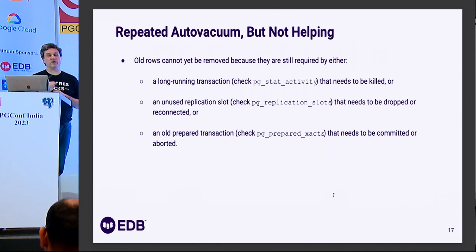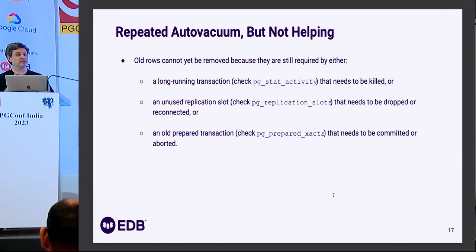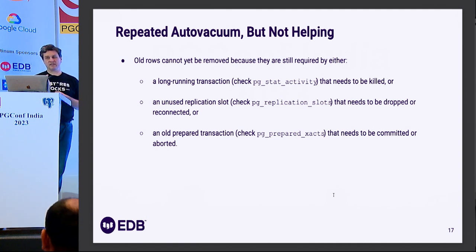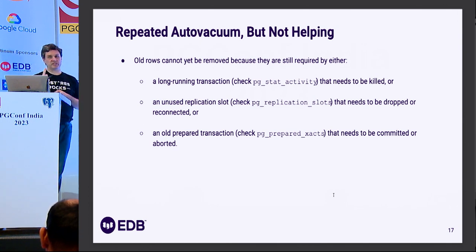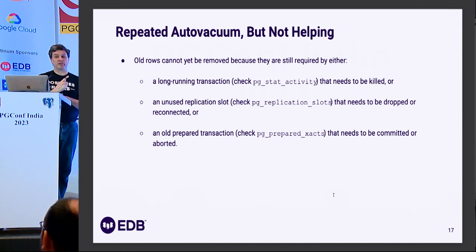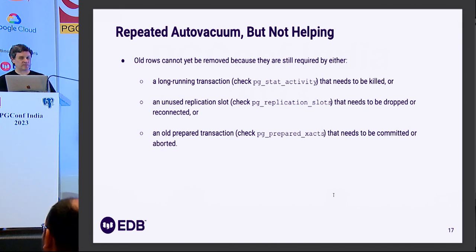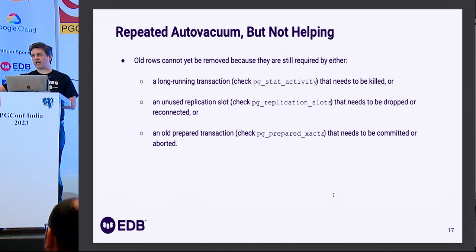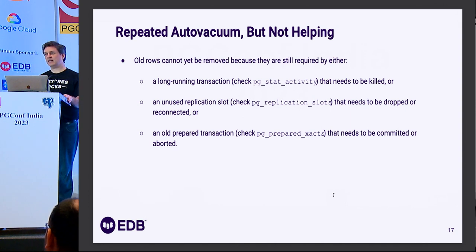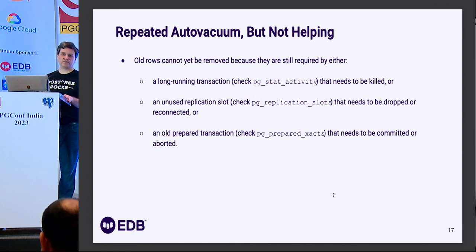So why does this happen? This happens for one of three reasons. First, you might have a long-running transaction. You can check pg_stat_activity. You can find if there's a transaction that's been open and running for a long time. If you have that, that's probably what's preventing those old rows from being removed. Or you might have an unused replication slot, which you can find in pg_replication_slots. This is very common. Somebody removes a standby, or the standby goes down, and they don't clear the replication slot. And then they get into this kind of trouble.